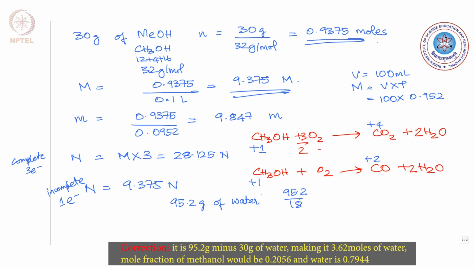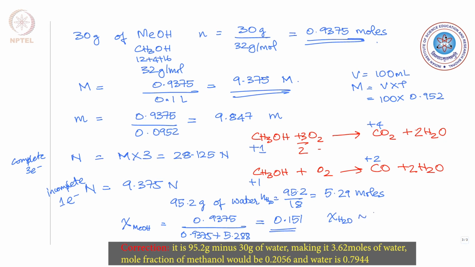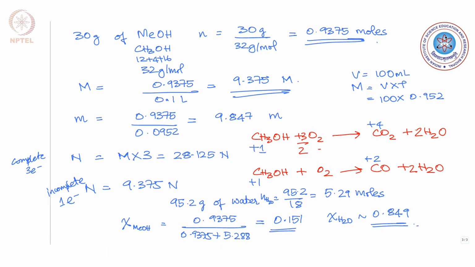95.2 divided by 18 will be the number of moles of water, which is going to be equal to 5.29 moles. So, the mole fraction of methanol is going to be equal to 0.9375 divided by 0.9375 plus 5.288. This will be equal to 0.151, and therefore, H2O will be approximately 0.849. So, what we have seen here is that the mole fraction, although you have a significant amount of methanol, is actually lower because you are dividing it by the molecular weight, and the remaining is being water, you have a significant amount of water that is present.